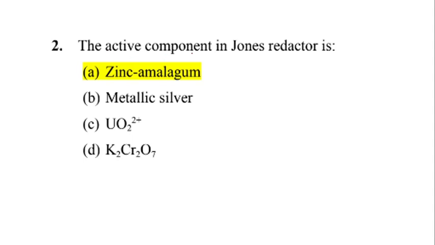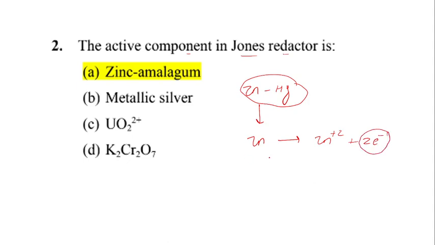Second question is, the active component of Jones reducer. It is not reductor, it is reducer. What does Jones reducer do generally? It is a zinc amalgam, which means a mixture of zinc and mercury. If you add this reducer to your analyte, zinc will be oxidized, Zn goes to Zn2+ plus 2 electrons. So it acts as a reducer. It itself is oxidizing, but it will provide 2 electrons.